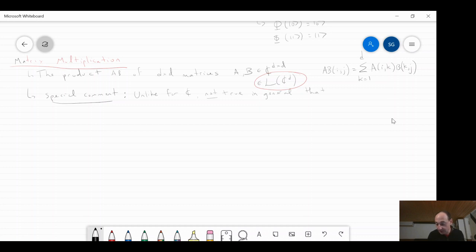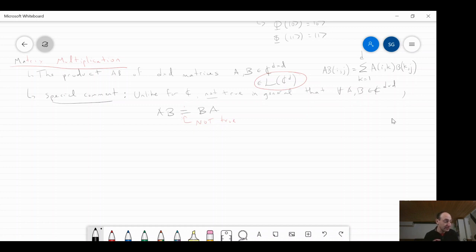that for all A, B in this space, AB equals BA. So in general, this is not true. Okay, of course there are cases where this does hold. For example, diagonal matrices. If you have two matrices which are diagonal on the same basis, then of course they will commute. But in general, this does not hold.